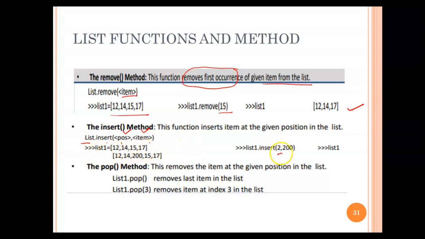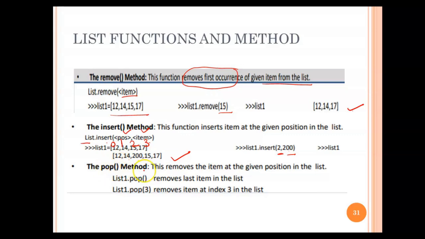Here at position 2 we want to insert 200. So put 0, 1, 2, 3. At position 2 we already have 15. So what will happen? This 15 will shift to the right-hand side, and at the second position 200 will be inserted in this list 1. Please check the final output. It is 12, 14, and now the second position is 200, and these two will be shifted to the right-hand side. So this is the final output.